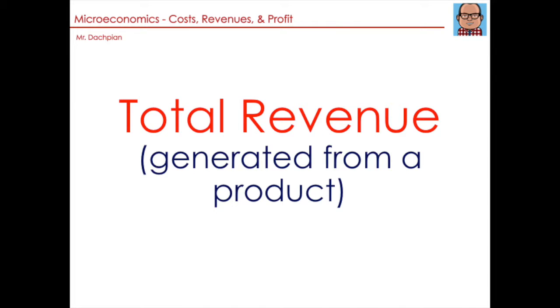Total revenue generated from a product is the price per unit multiplied by the quantity that the firm sells at that price. So total revenue could be price of the product times quantity sold at that price.